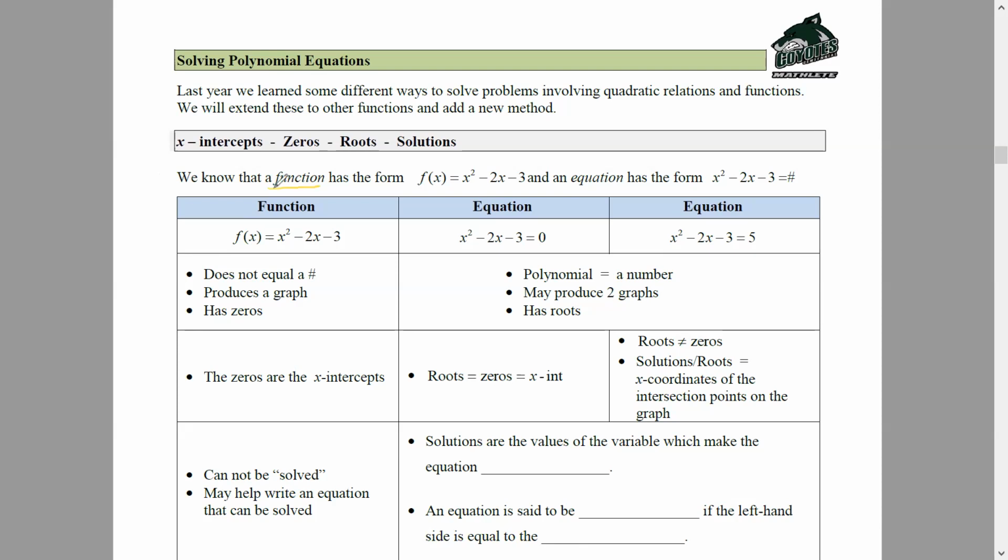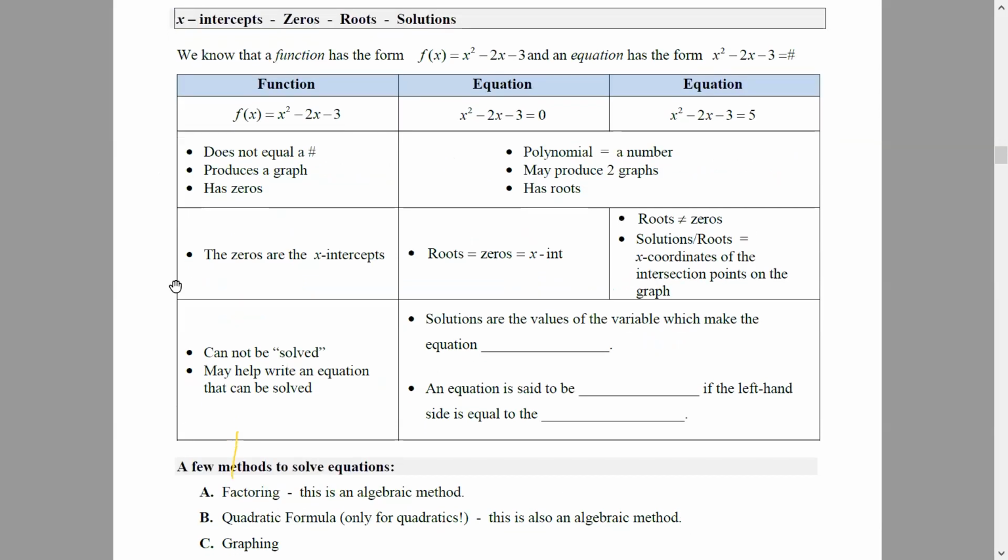A couple of things we want to go over quickly. There's a difference between a function, where it's f of x equals, and an equation, where it's equal to a number. In our table here, which you can pause and read, note the difference between an equation and a function, and when it's equal to 0 versus equal to another number.